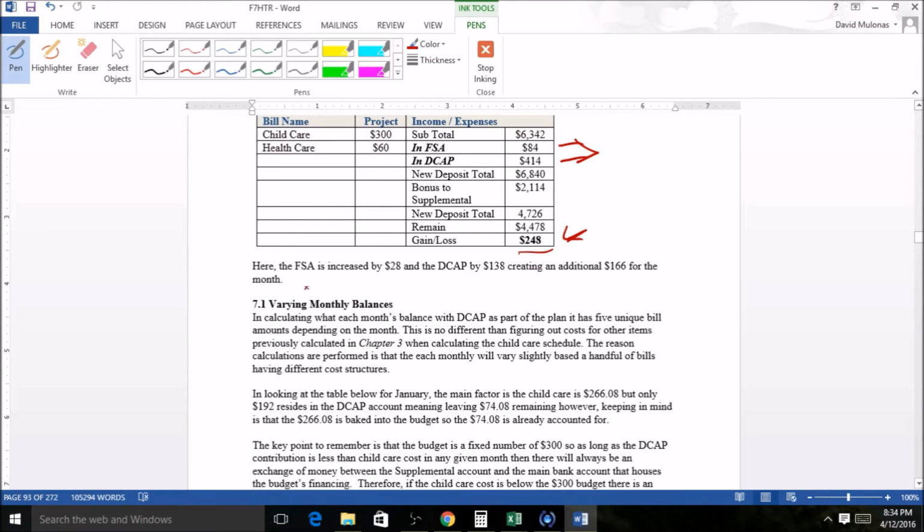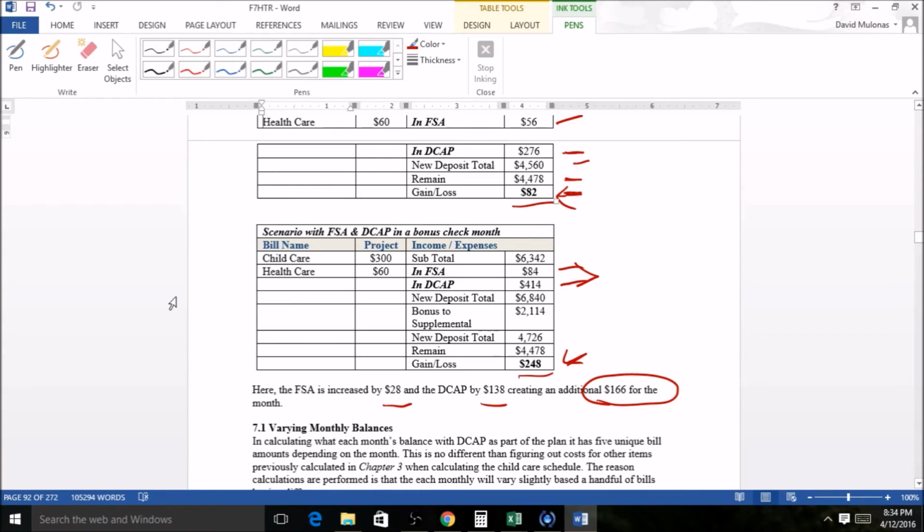So we can see right here that the FSA increased by 28 and the DCAP by 138 in the respective chapter here, and it creates an additional 166 a month for the DCAP portion. So this is, remember, an additional. Always keep in mind that we have the rounding in here. So you're going to see 82 right here, and you might say, well, how come that's not 166? It's 164. So again, it's just rounding. The whole point is you can see the increase of money that Jasper has to have options with.